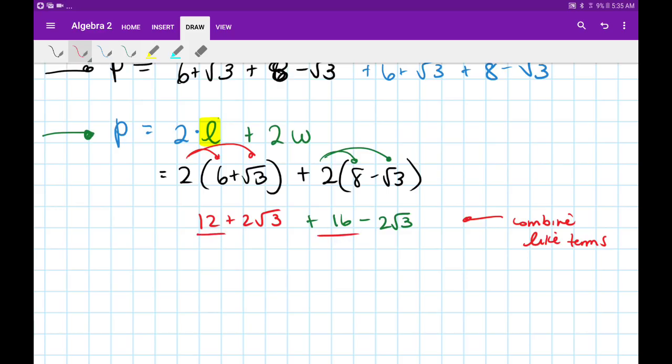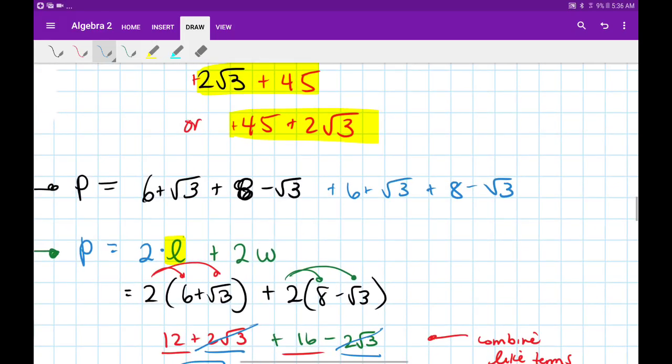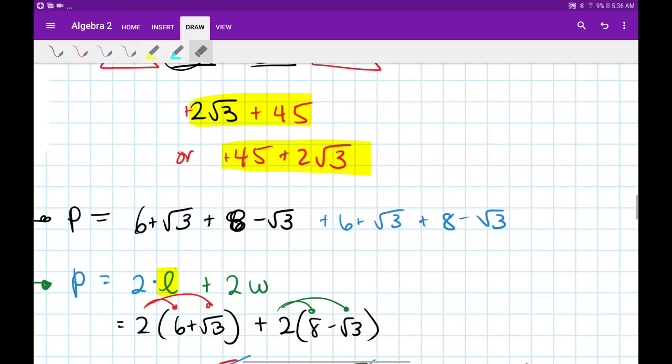So I have 12 plus 16 gives me 28. And then 2 root 3 minus 2 root 3 cancel each other out. And this is my perimeter: 28 units if you want to be especially awesome. Same here. Whoops. The answer would have been like 2 root 3 plus 45 units.